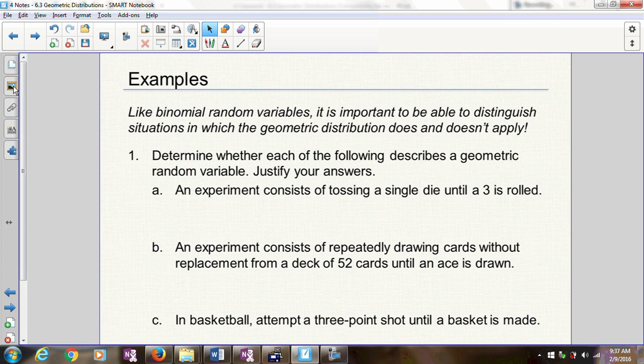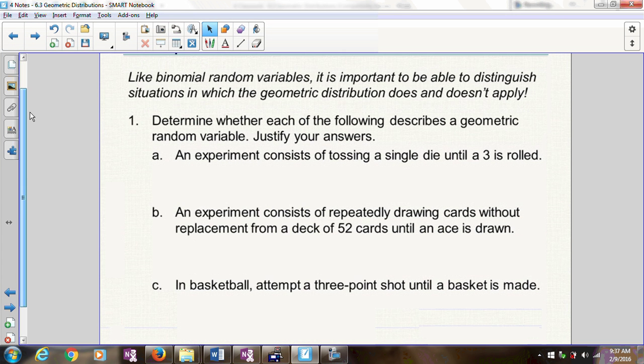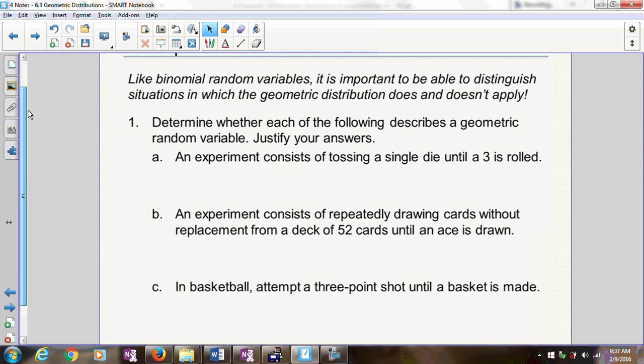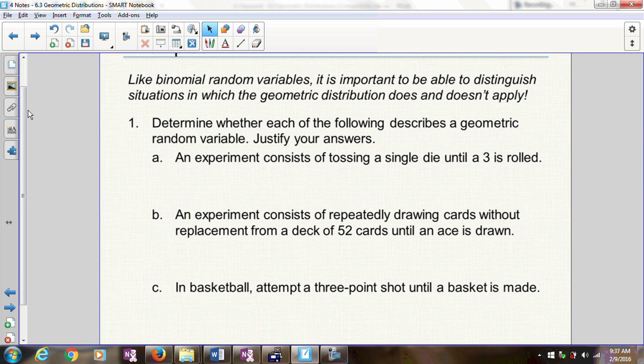All right, so we've got a couple examples here, problems 1 and 2. And what I'd like you to do is think about the information that we just said and the different settings that we have and determine whether or not the distribution would be considered geometric. So I'd like you to go ahead and pause the video for a minute and go ahead and answer these questions.